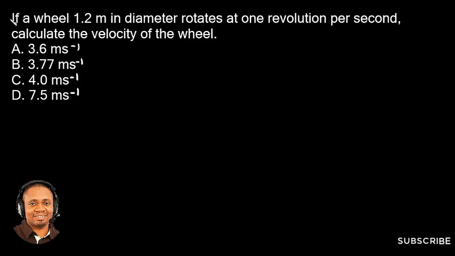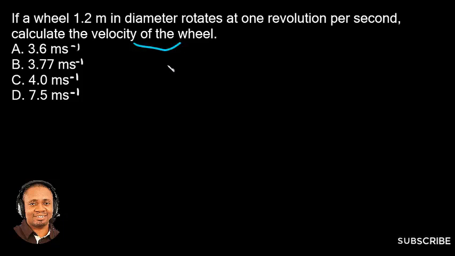This is question 46, JAMB Physics 2018, and the question goes thus. If a wheel 1.2 meter in diameter rotates at 1 revolution per second, calculate the velocity of the wheel.